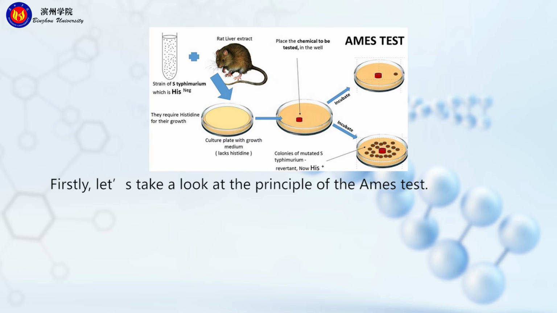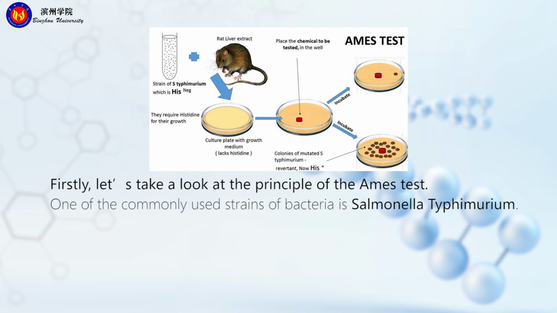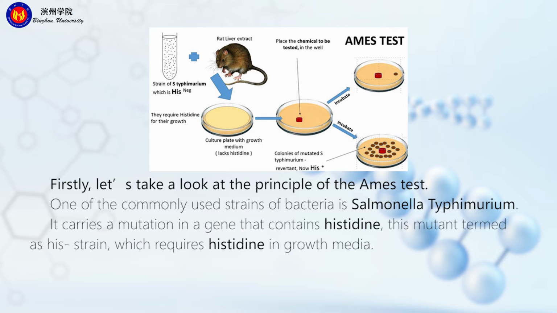Firstly, let's take a look at the principle of the Ames test. One of the commonly used strains of bacteria is Salmonella typhimurium. It carries a mutation in a gene that codes for histidine synthesis. This mutant, termed His-negative strain, requires histidine in growth media.